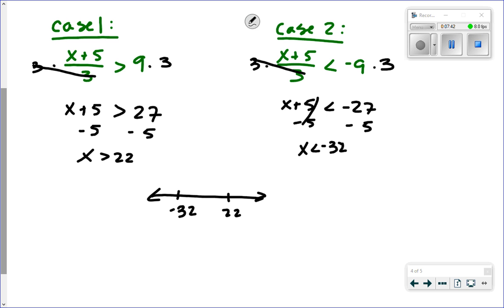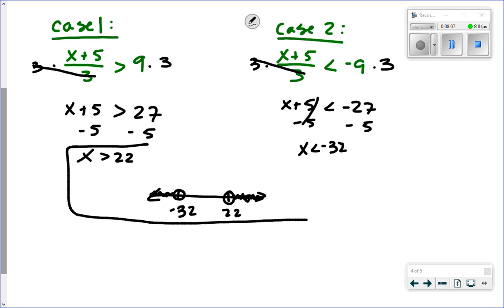Okay, for negative 32, this is less than. It's not equal to, so that means I'm going to use an open circle. And this is less than, which means I need to shade left. Okay, for 22, it's just greater than, it's not equal to, so I'm going to do an open circle. And I'm going to shade to the right. So this here is the solution to that absolute value inequality.